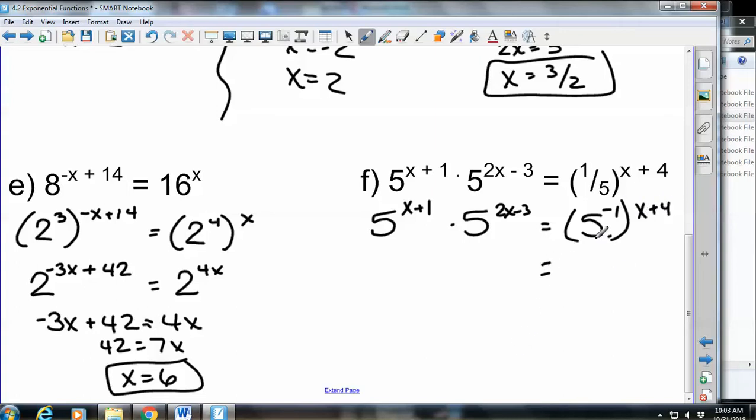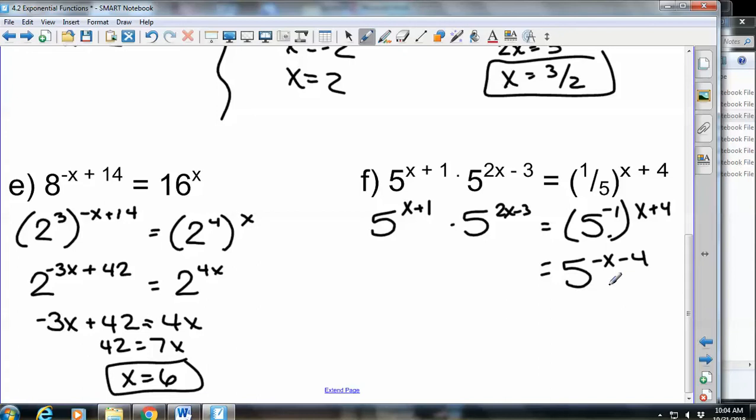Okay, so we would distribute that exponent, so you get negative x minus 4. The problem is, my property says if you have the base once on each side, you can drop it. Over here I have my base twice, so I can't just drop it. Do you have any other ideas?